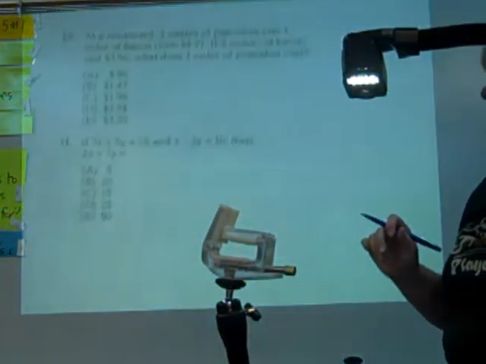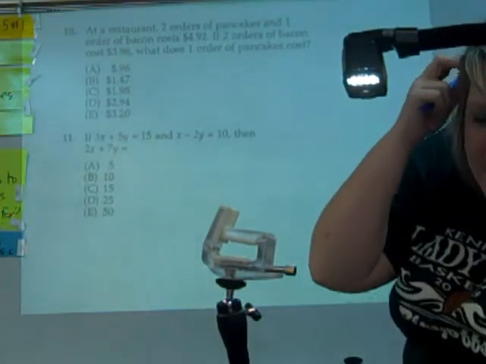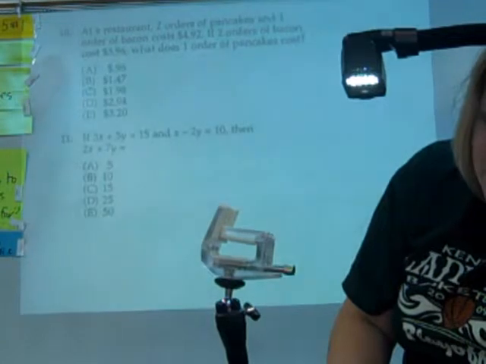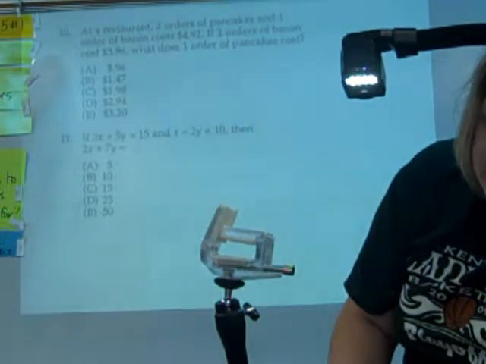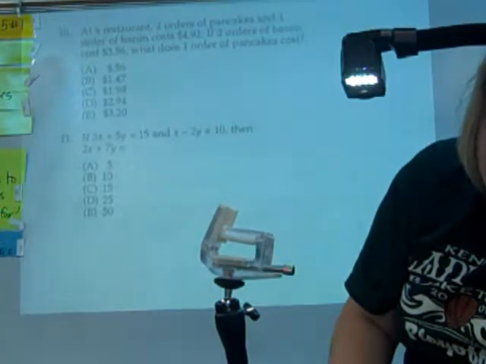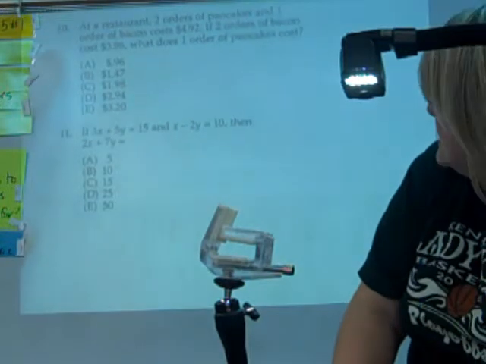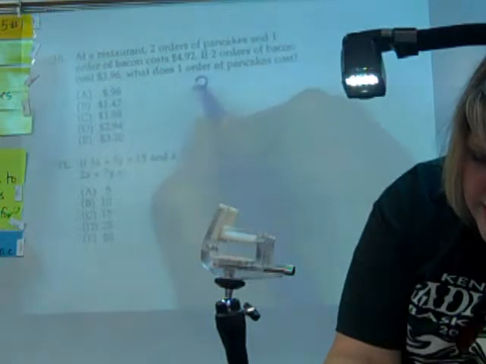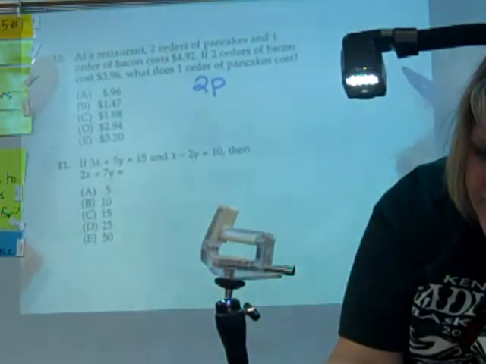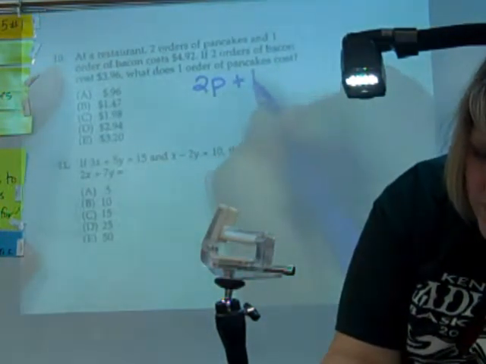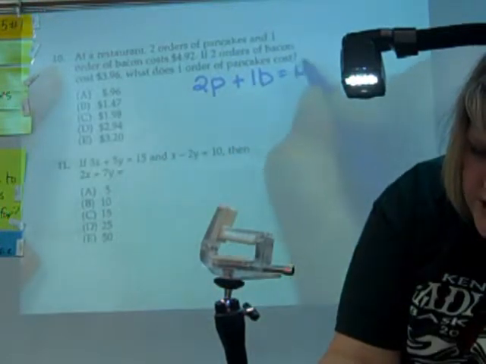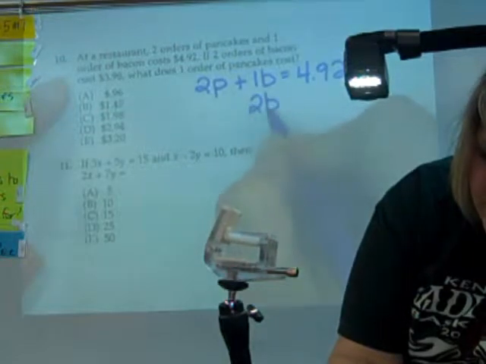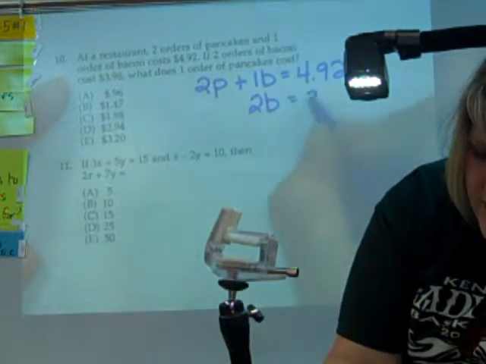Okay. At a restaurant, 2 orders of pancakes and 1 order of bacon costs $4.92. If 2 orders of bacon cost $3.96, what does 1 order of pancakes cost? This is kind of a system problem, but not really. It's pretty easy if you'll translate it into equations. You've got 2 orders of pancakes and 1 order of bacon costs $4.92. And then 2 orders of bacon cost $3.96.